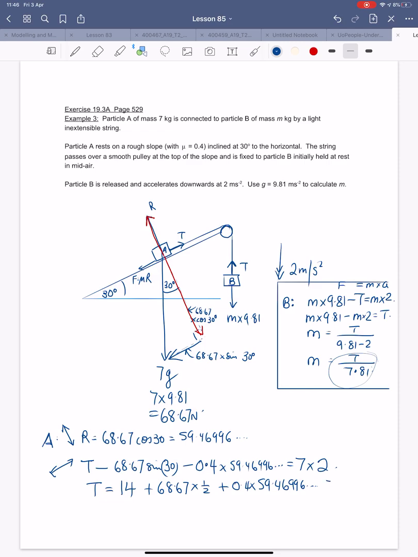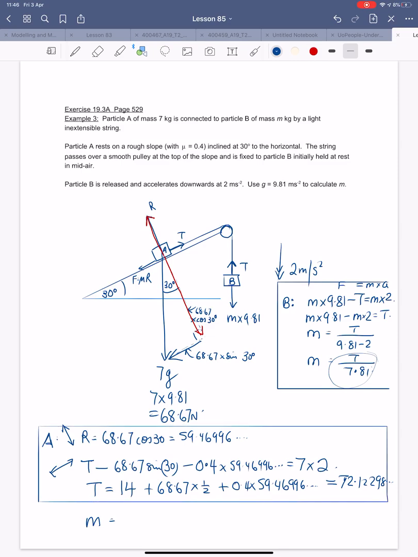So I've got the answer on the calculator times 0.4 plus 68.67 divided by 2 plus 14. T is 72.1229, etc., etc. So we'll go back to M. Let's put all those in a box as well. M, go back up here, look. M is T, which is the answer on the calculator, divided by 7.81. 9.2 kilograms, and we can have 3 significant figures, 9.23 kilograms.